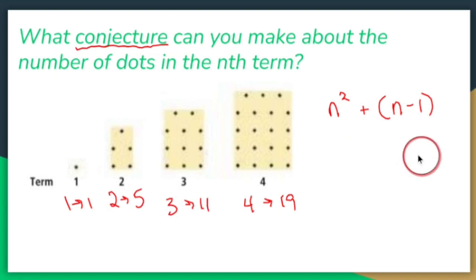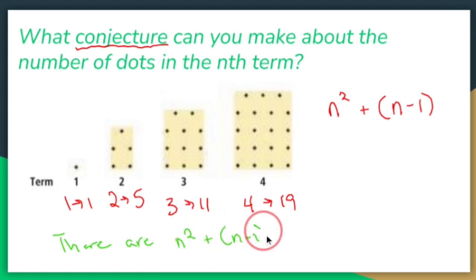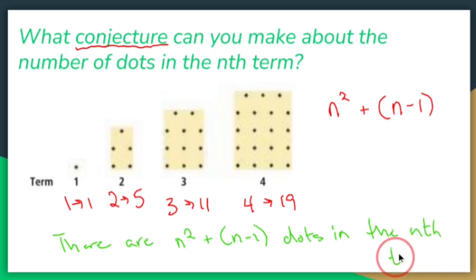So let's put this in a nice little statement. What conjecture can you make of the number of dots? There are n squared plus n minus 1 dots in the nth term. We'll write that there because I ran out of space. But yeah, that's what a conjecture means in this case.